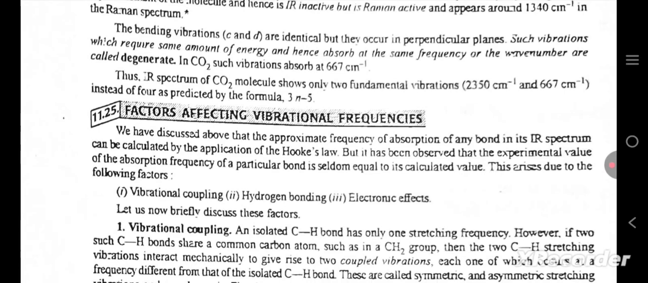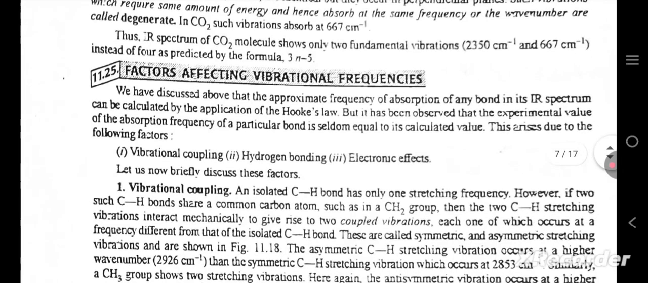Factors affecting vibrational frequencies. We have discussed that the approximate frequency of absorption of any bond in its IR spectrum can be calculated by the application of Hooke's law. But it has been observed that the experimental value of the absorption frequency of a particular bond is seldom equal to its calculated value. This arises due to the following factors: vibrational coupling, hydrogen bonding, and electronic effects. Let us now briefly discuss these factors.